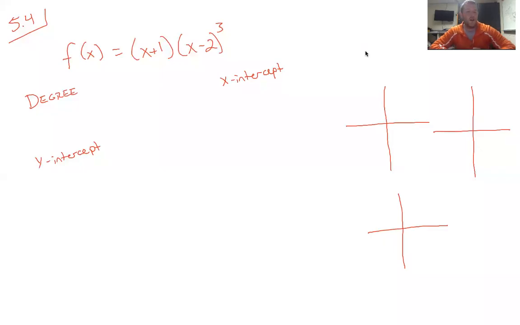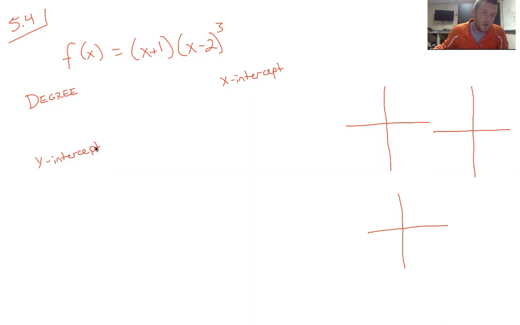All right, we're going to do section 5.4, which is continuing to talk about polynomials. So when we have a polynomial like this, f of x is equal to x plus 1 times x minus 2 cubed, that's a cube behind there. They're going to talk about graphing things like this. So the first thing we got to do is talk about degree.